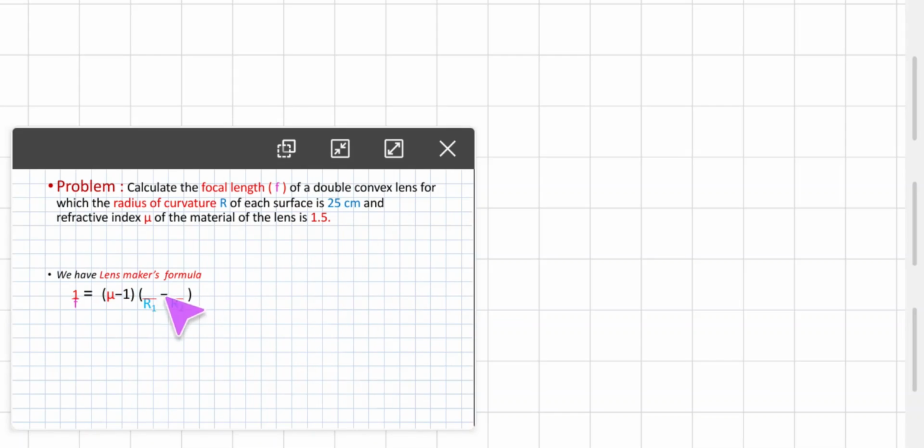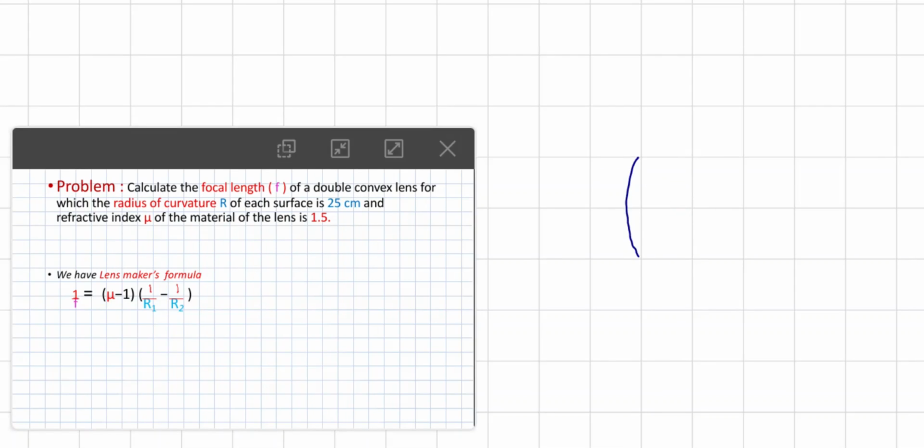Here you can see a problem which is shown. Calculate the focal length f of a double convex lens for which the radius of curvature r of each surface is 25 centimeter and the refractive index mu of the material of the lens is 1.5. So we'll go step by step. We have a double convex lens, that means it has two surfaces.